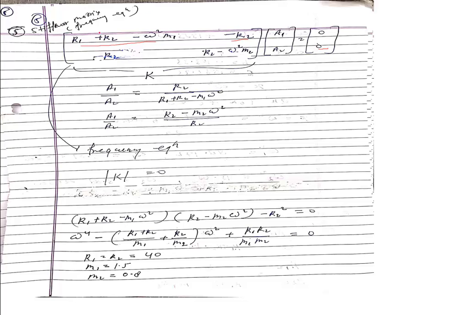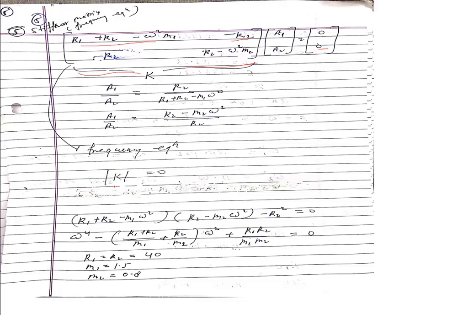Simply, we can write this in the form of a matrix, and this matrix is known as the stiffness matrix, because kx equals 0 in the equilibrium condition. So the total stiffness multiplied by the total displacement equals 0. From this we can find the amplitude ratio from the previous equation. So a1 by a2 equals this, and for the second, a1 by a2 is (k2 minus m2 omega square) by k2.